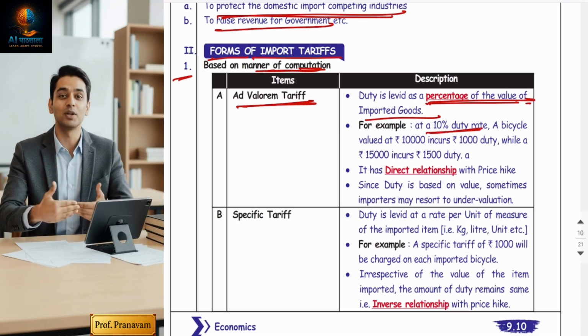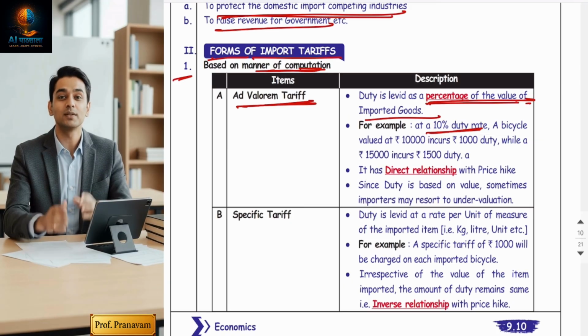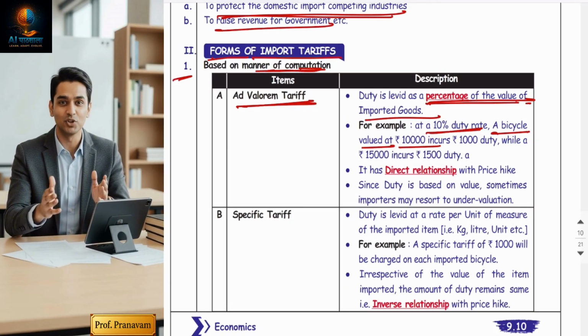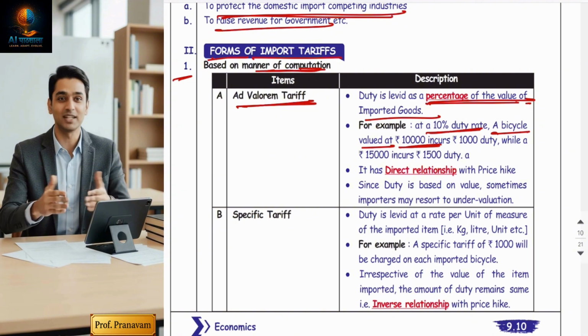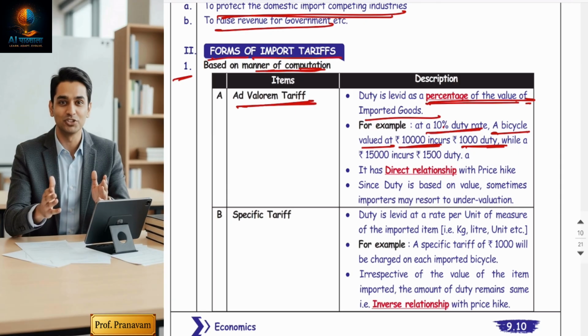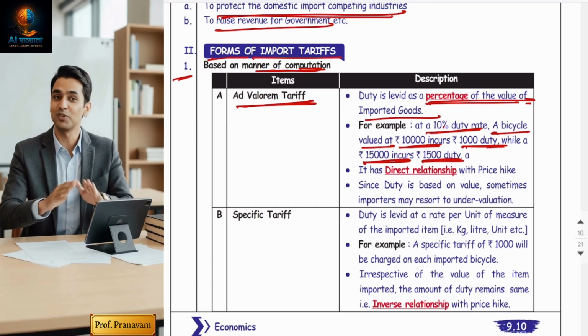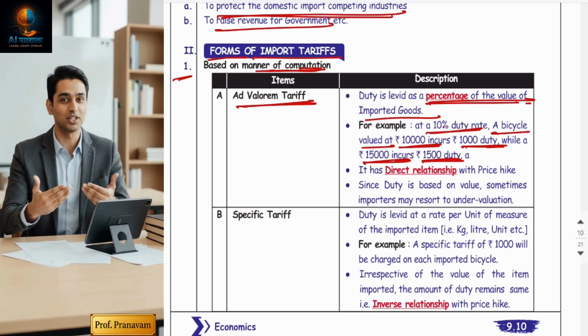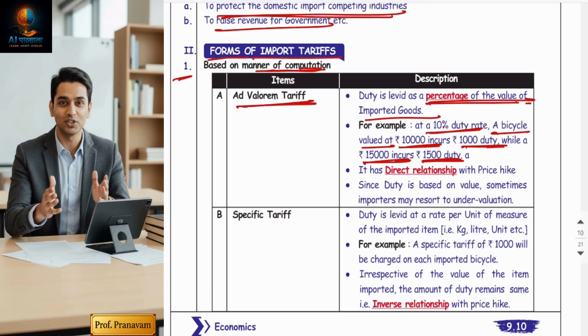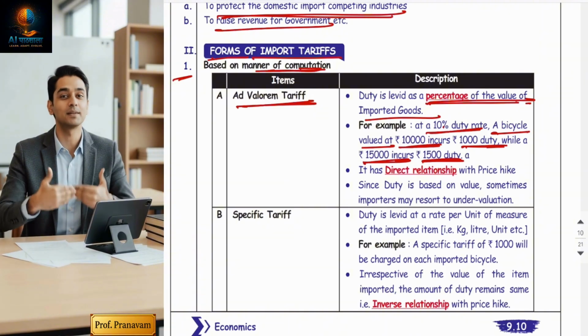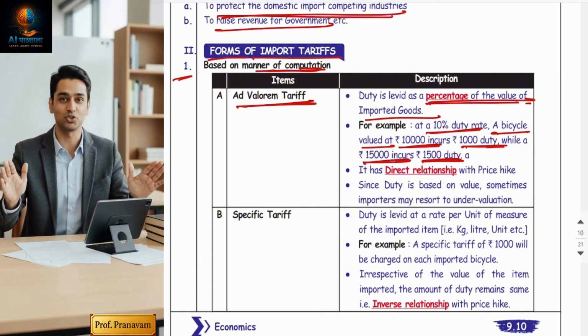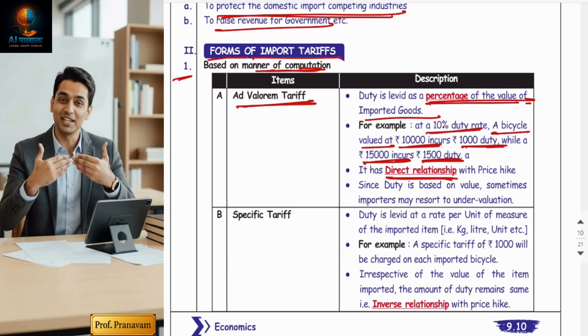Suppose the duty rate is 10% and the value of a bicycle imported in India is 10,000. So 10% of 10,000 is 1,000 rupees, which will be the duty. And if the bicycle is 15,000, then the import duty will be 1,500. Because ad valorem tariff is charged on the value of the goods, as the value increases, the duty also increases. So I can say that there is a direct relationship.